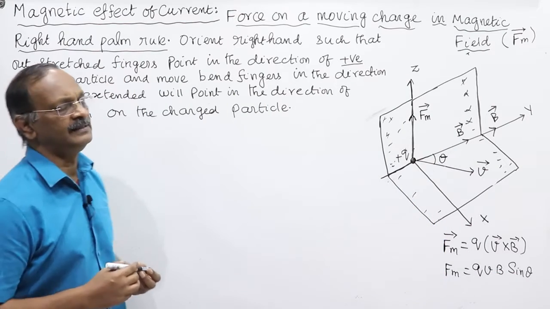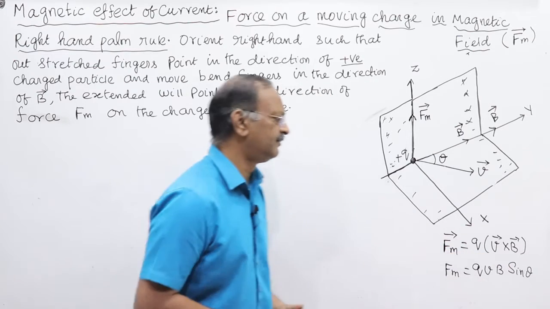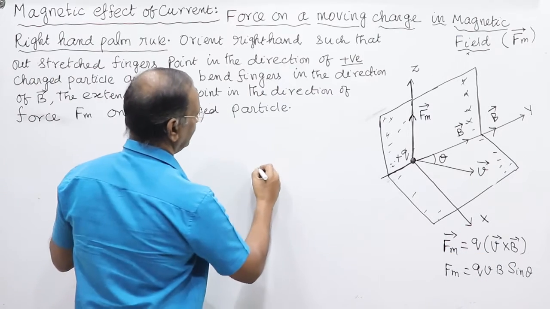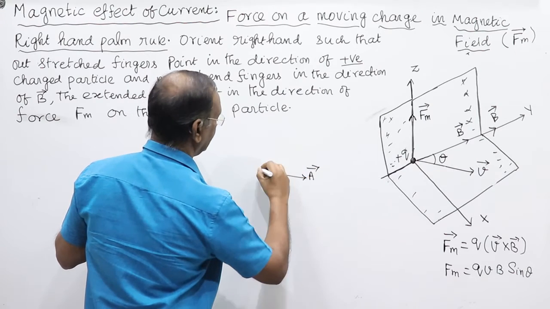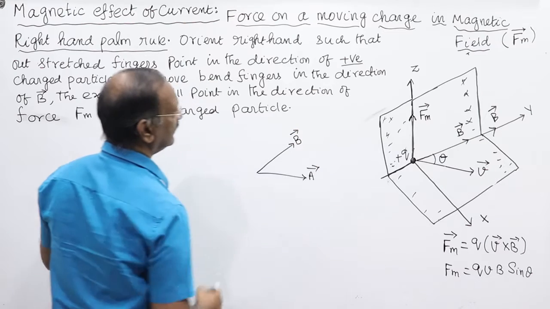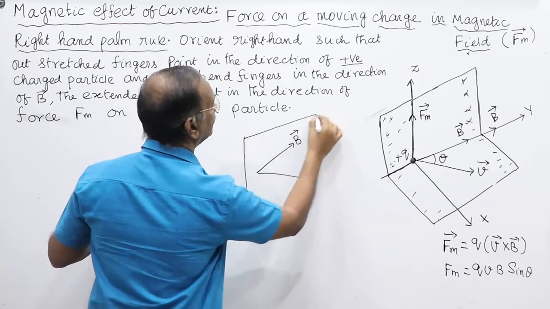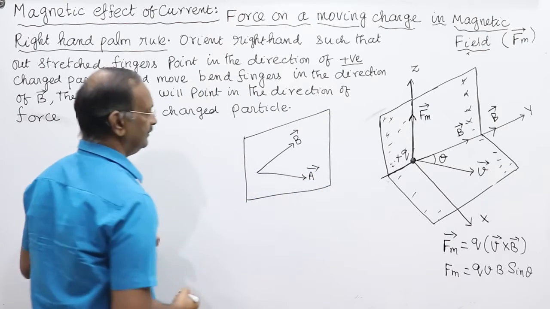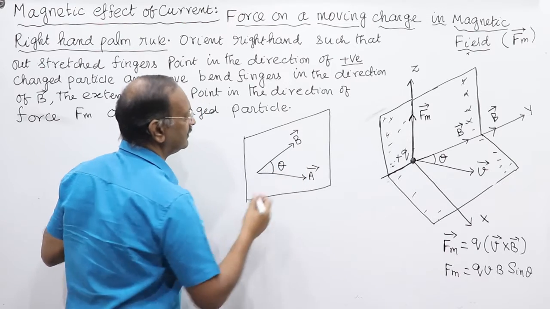Before that, we have to see the vector cross product, because this is the cross product of the velocity vector and the magnetic field vector. See, if we have a vector A and a vector B, both vectors are enclosed in a plane, and the angle between vector A and vector B is theta.